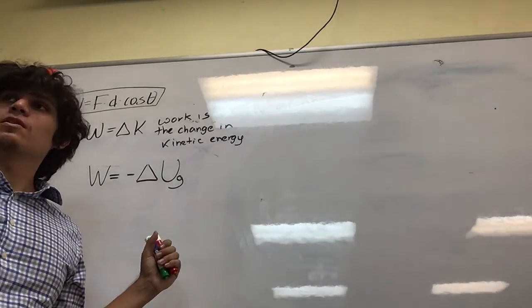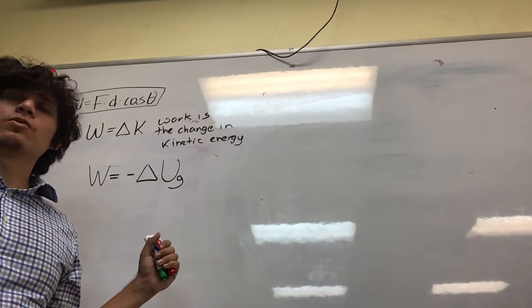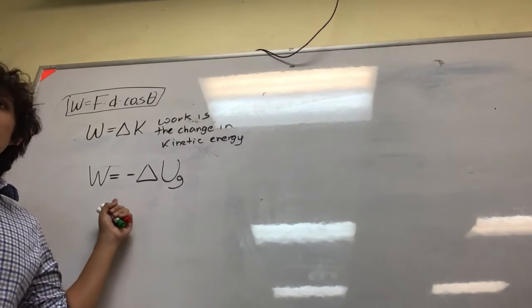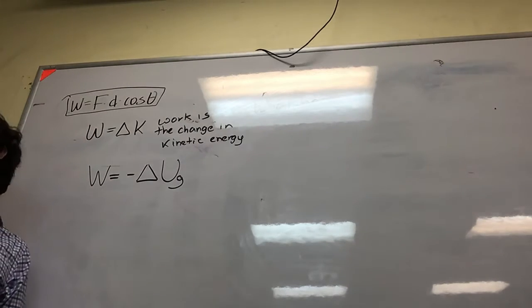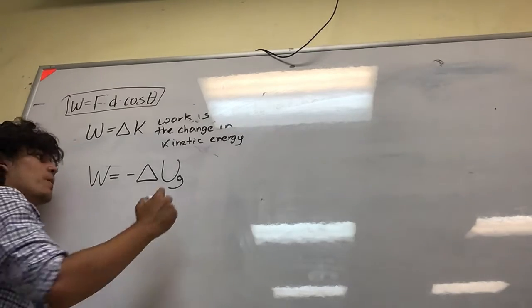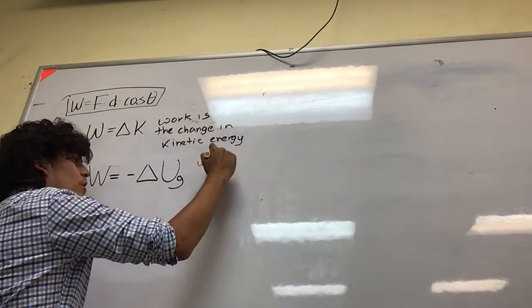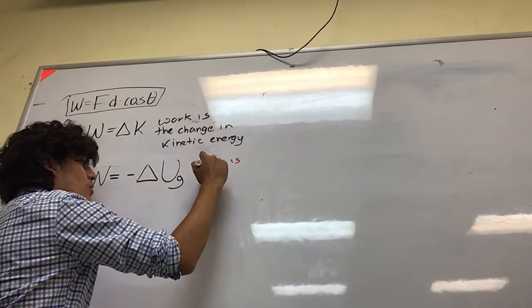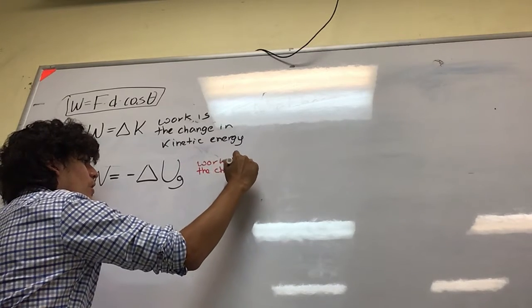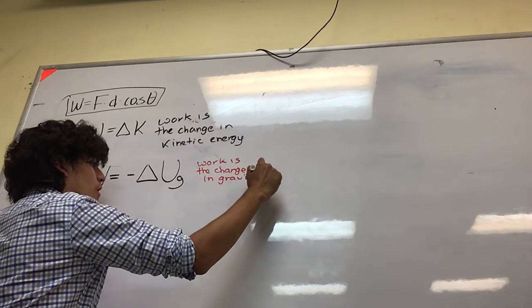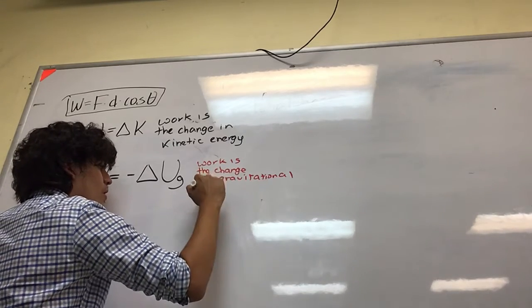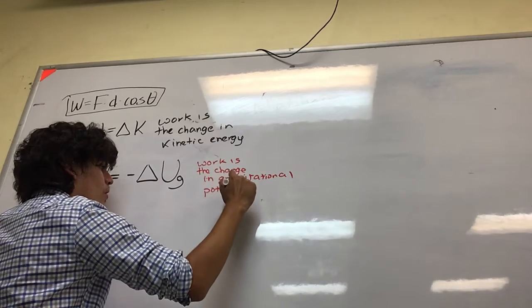So let's go ahead and ask Mr. José Eduardo. W es igual a menos delta UG. What's that? The changing gravitational potential energy. Well done, José Eduardo. So work is the change in gravitational potential energy.